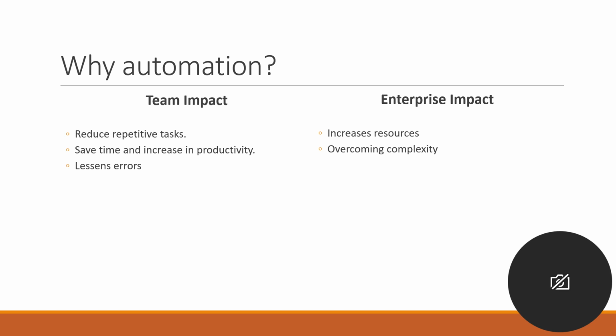Next, we'll go over the enterprise impact. So if you're looking at this from a business, having automation can increase the resources that you have. So let's say for a team, let's say they have a task that they must complete every day and it takes an hour, but now they automate it and now it takes 5 minutes. They have increased resources of that team. They have more time, so increased resources from them.